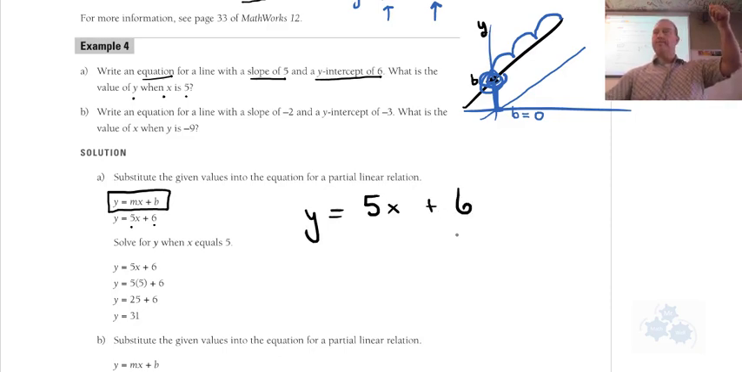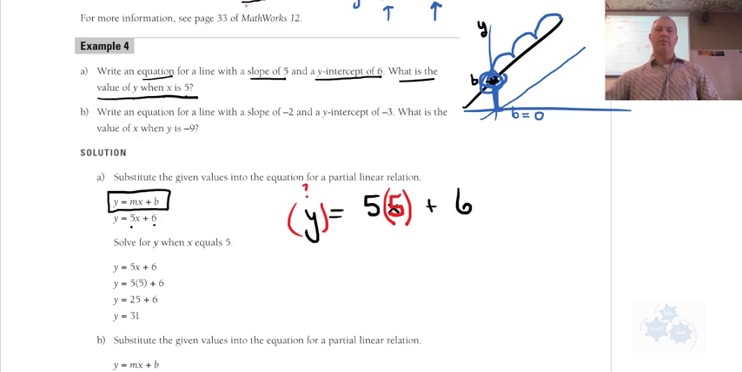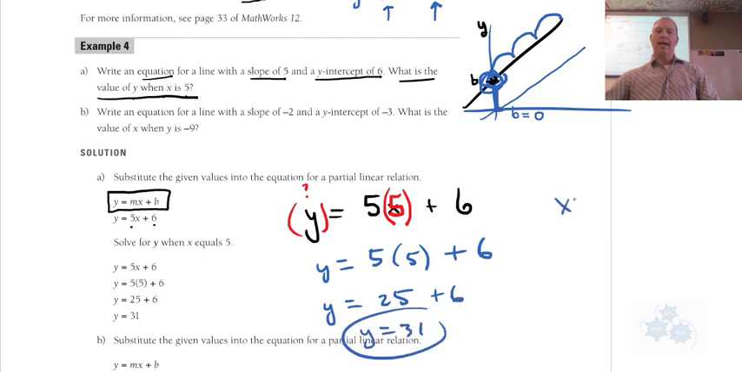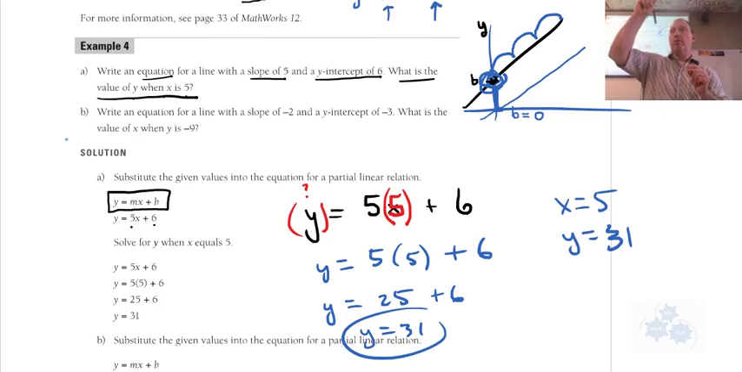Everyone good with that? Now this second question is really important. What is the value of y when x is 5? So really, let's put in an x equals 5, and then we'll solve for y, right? We don't know what y is. So it kind of looks like this. Y equals 5 times 5 plus 6. That's 25 plus 6. Y equals 31. So when x equals 5, y equals 31. Or the point 5, 31 would be on the graph, okay, would be on the line.